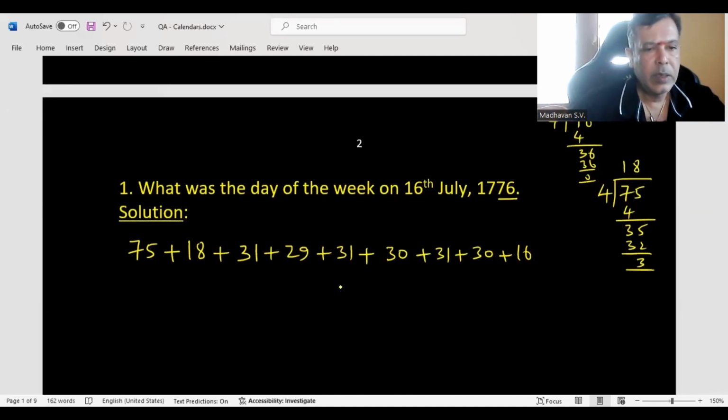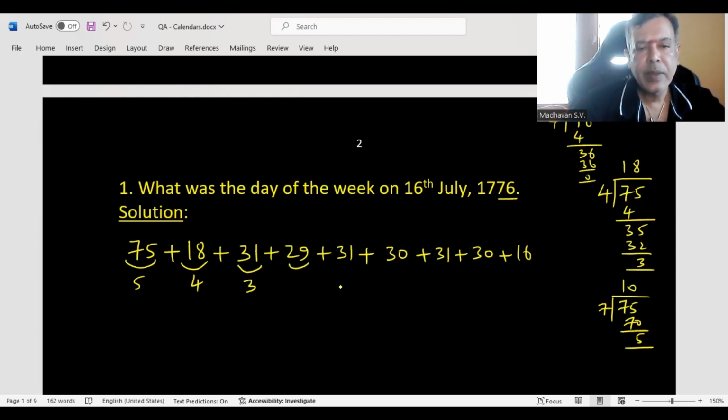Now, let us divide each of them by 7. If I divide 75 by 7, 7 tens are 70. So remainder is 5, which means 5 odd days. Here, if I divide by 7, 7 twos are 14. So 4 is the remainder. Here, 7 fours are 28. Remainder is 3. Here, remainder is 1, then 3. Remainder is 2, then 3. Remainder is 2. 7 twos are 14. Remainder is 2.